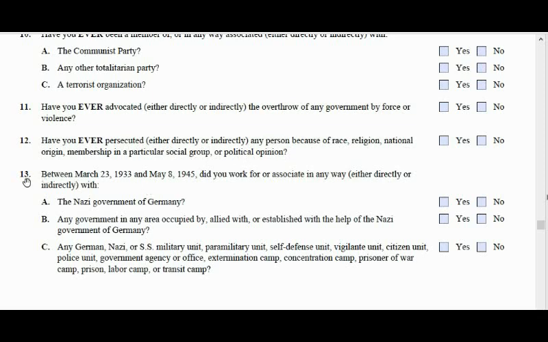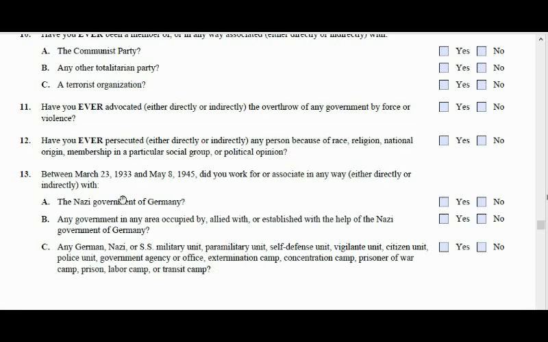So, on 13, between March 23rd, 1933 and May 8th, 1945, did you work for or associate in any way, either directly or indirectly, with A, the Nazi government of Germany, or B, any government in any area occupied by, allied with, or established with the help of the Nazi government of Germany, any German Nazi or SS military unit, paramilitary unit, self-defense unit, vigilante unit, citizen unit, police unit, government agency or office, extermination camp, concentration camp, prisoner of war camp, prison labor camp, or transit camp.